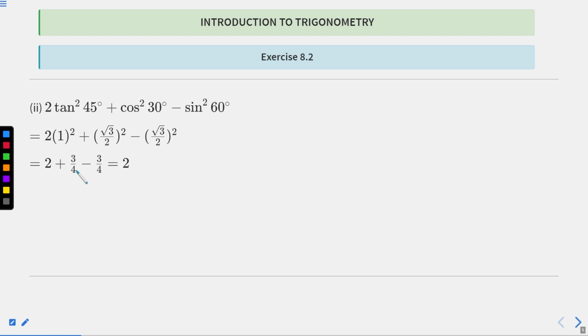So after substituting the values of tan 45 degree, which is 1, cos 30 degree, which is root 3 by 2, and sine 60 degree, which is root 3 by 2.